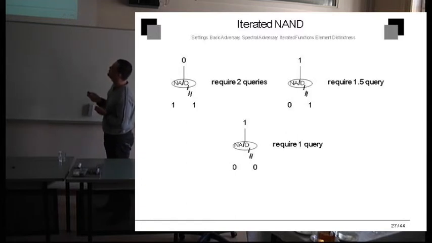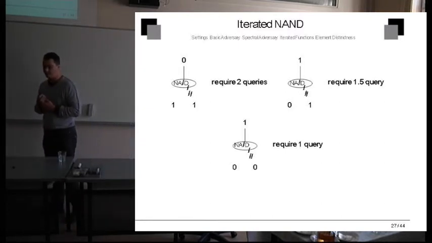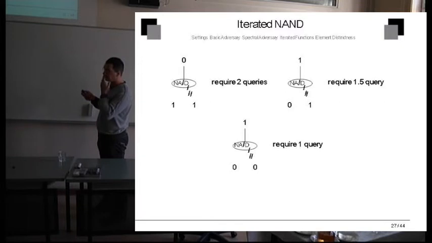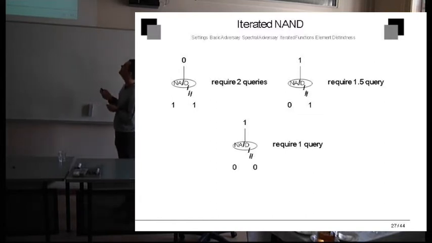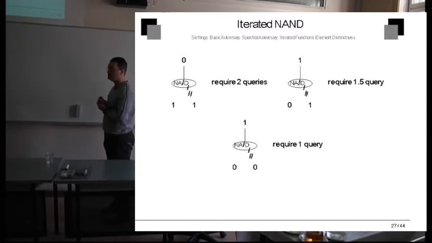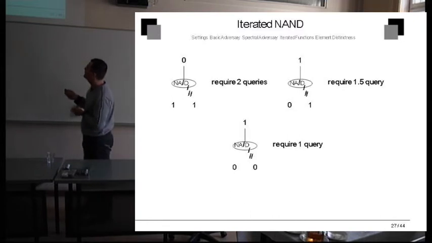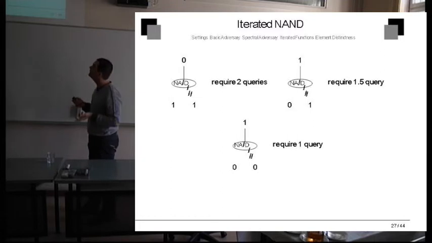If both inputs are 1, then calculating this NAND requires two queries, randomly I mean. Because no matter if we query this one or this one, we should query the second one, because we don't know whether the output is 0 or 1. If both are zeros, this requires one query. You cannot do better than one query. If you query either of these two, you get 0, and you know the value of NAND is 1.